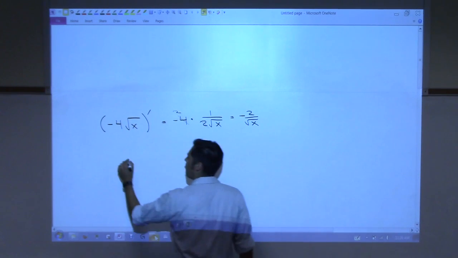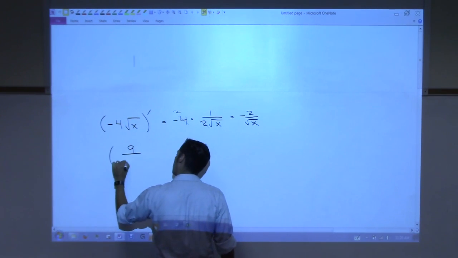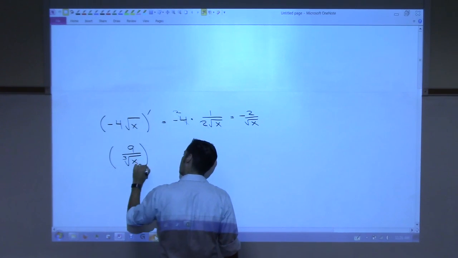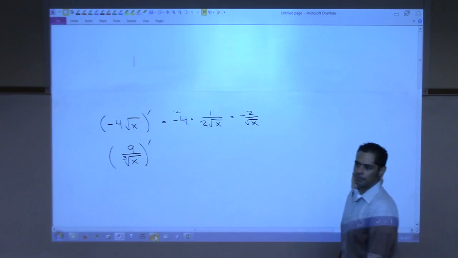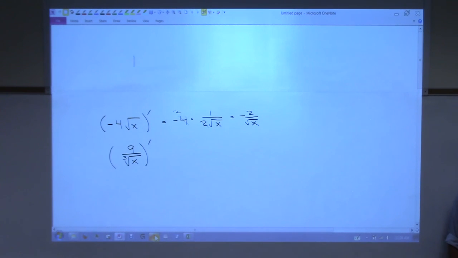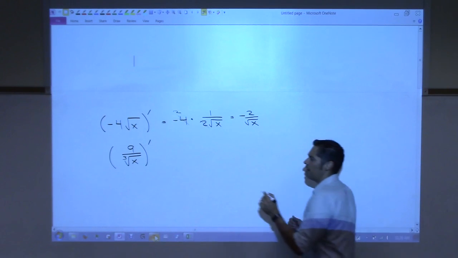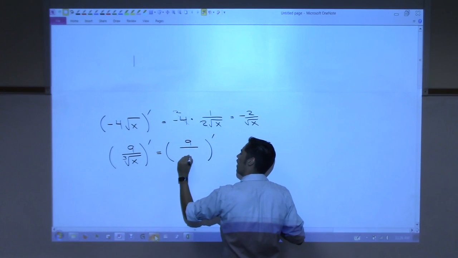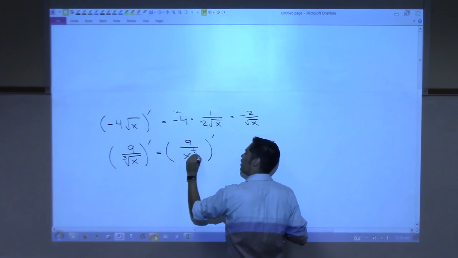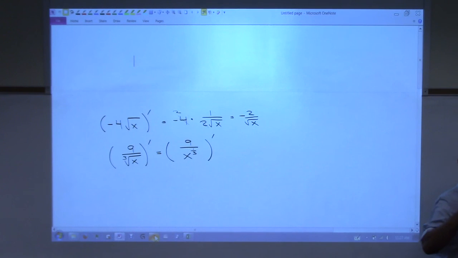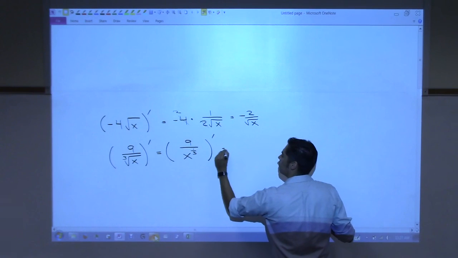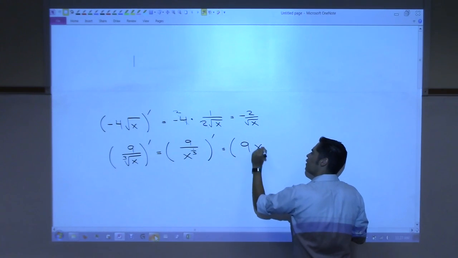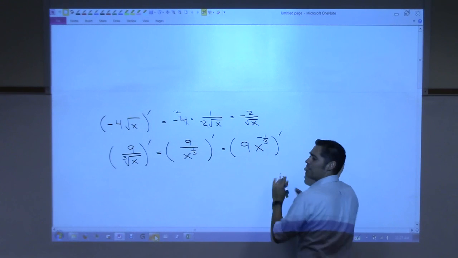How about this one? 9 over the cube root of x. What's the derivative of that? Somebody tell me first how I can rewrite this before I take the derivative. 9 over x to the 1/3. And then bring it up from the bottom to get your negative 1/3. So that would be 9x to the negative 1/3. Still haven't taken any derivative yet.